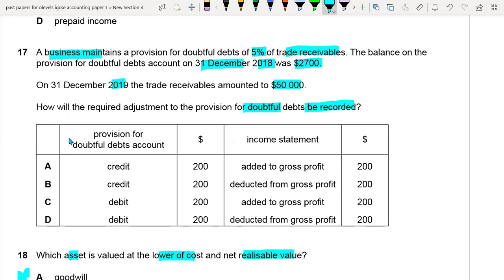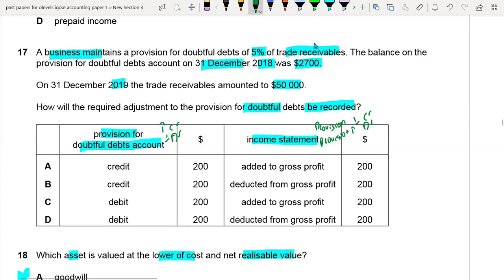Okay, so as you can see here the provision for doubtful debts account is written and income statement is written. Just remember one thing: if there is an increase in the provision, it would be credit, and if it is decreasing, it would be debit. And in the income statement, if the provision is decreasing, it would be credit, and if the provision is increasing, it would be debit in the income statement.